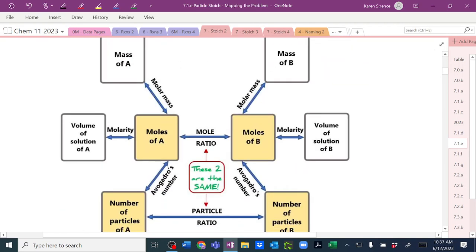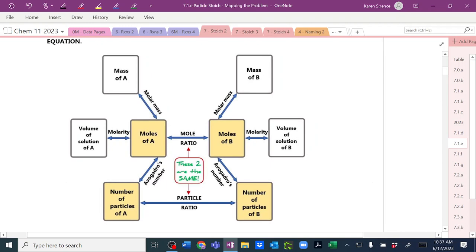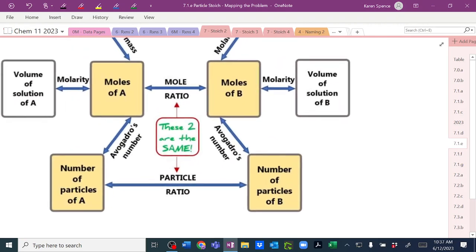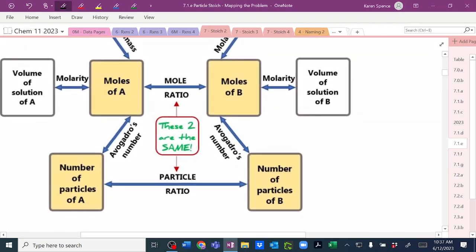So here we have our mole chart. The mole ratio and the particle ratio are the same. So if I was to give you the number of particles of A as your given, and I asked you to find the moles of B, that's what you want, you could actually take two pathways, yes?